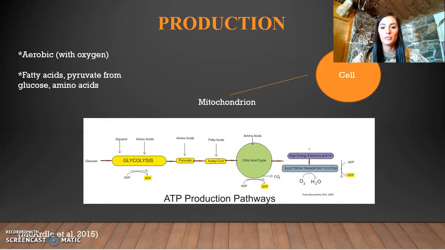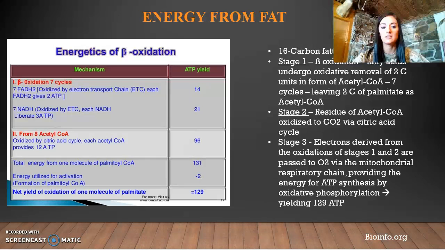The other form of production to go over here within the cell is in the mitochondrion. This is aerobic, which means with oxygen, and includes fatty acids, pyruvate from glucose, and amino acids. For energy from fat, we're going to look at a 16-carbon fatty acid, which is palmitate. There are three stages here. Stage 1, beta oxidation.